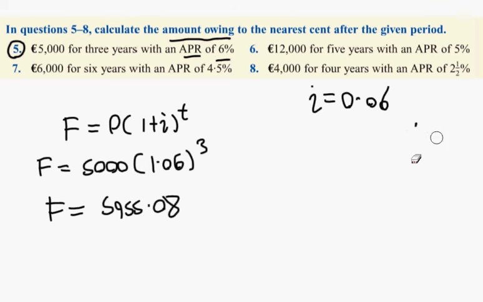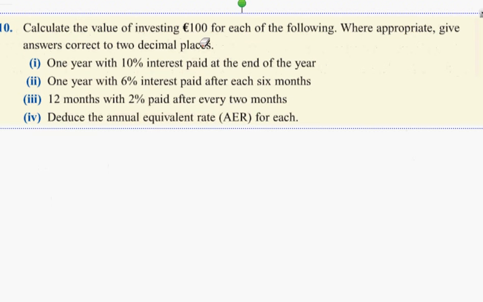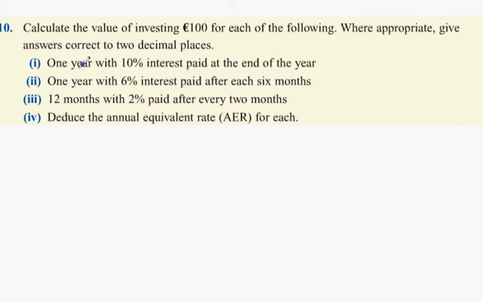It's a good idea to ask the one with the fraction though, because it is off-putting. Now back to this one. 1 year with 10% interest paid at the end of a year. So what's 10% of? We're going to multiply that. We want to increase it by 10%. So how do we do that? 100 multiplied by 1.1 gives me €110.